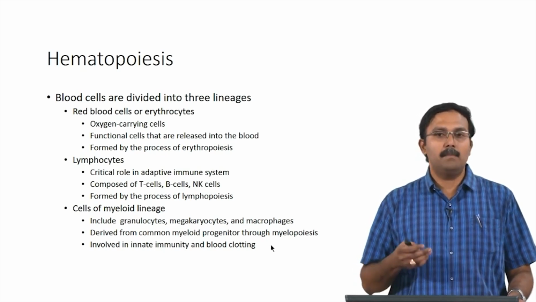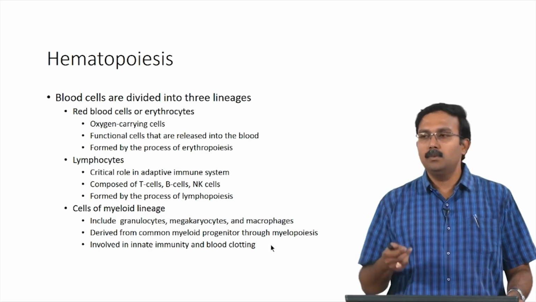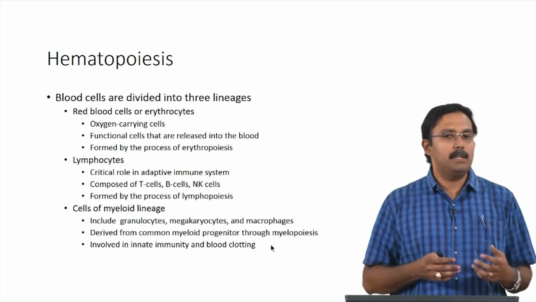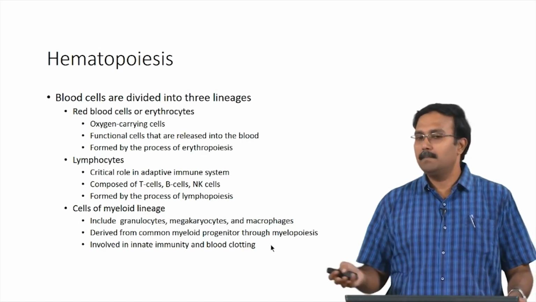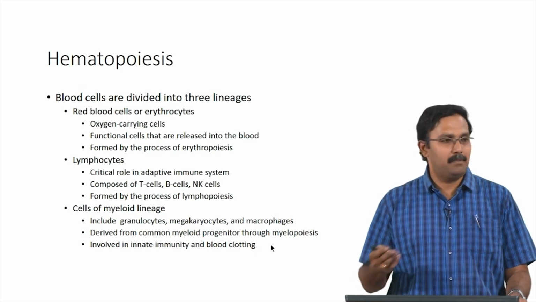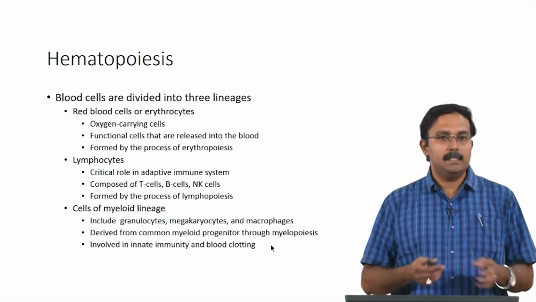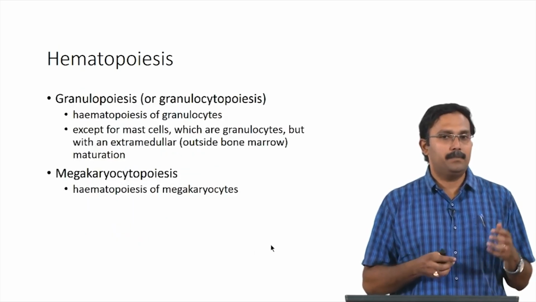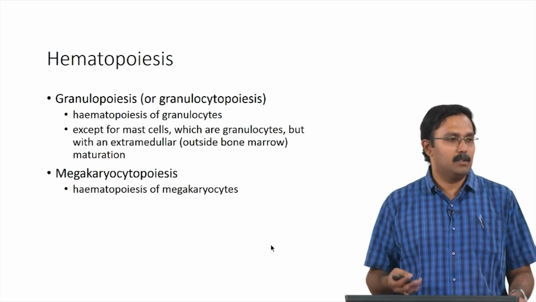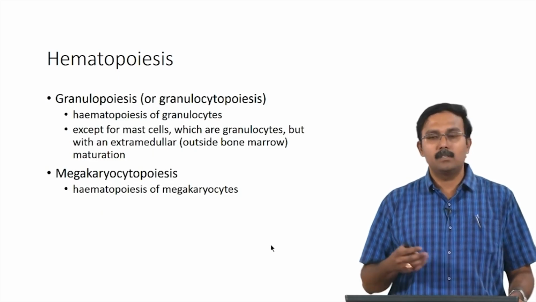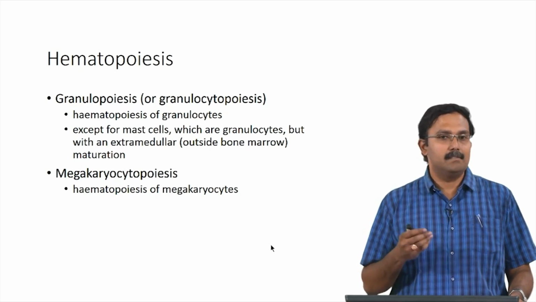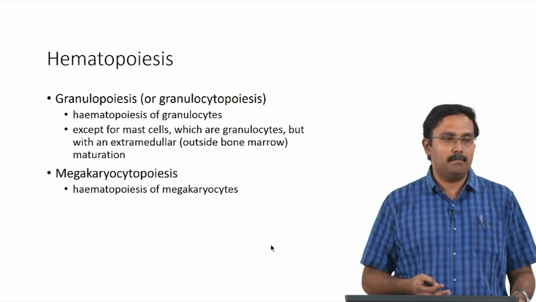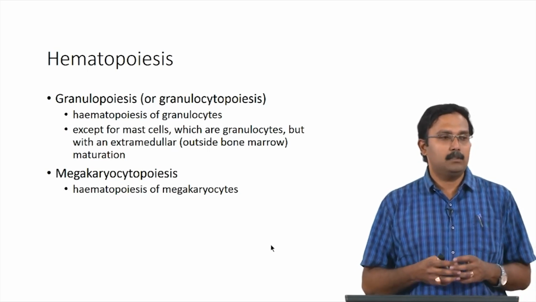So, these are derived from a common myeloid progenitor through myelopoiesis. These cells are also involved in innate immunity and blood clotting and many other mechanisms. They have a versatile functionality in your body. So, these are the three major lineages for blood cells. So, the process of forming granulocytes is called granulopoiesis or granulocytopoiesis, and this is done inside the bone marrow except for mast cells, where the mast cells are actually produced.